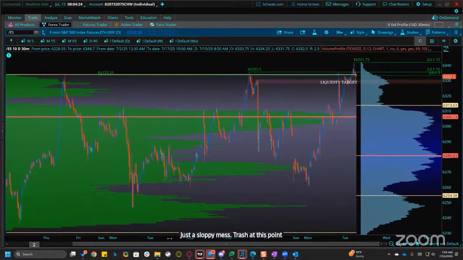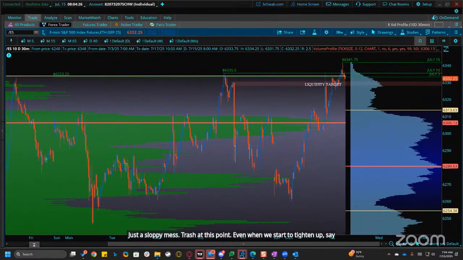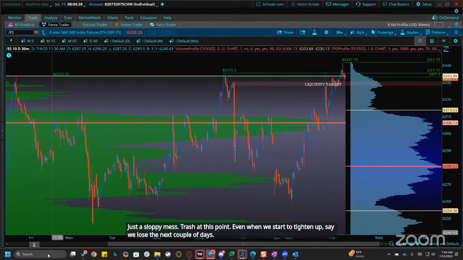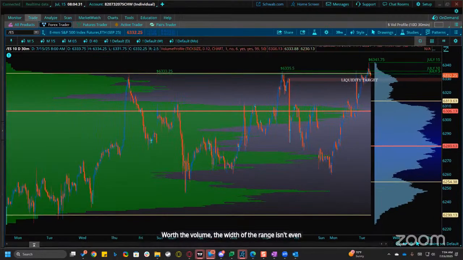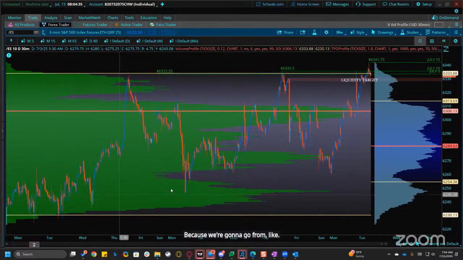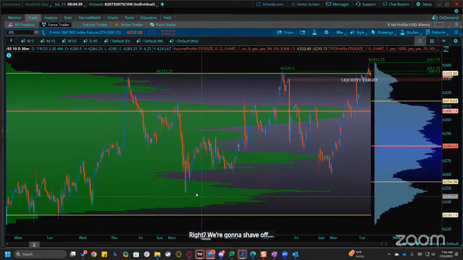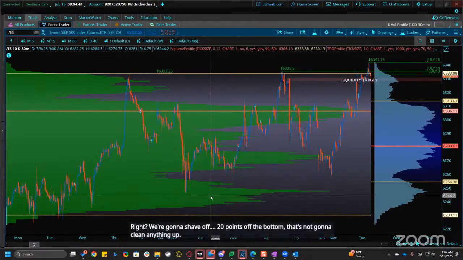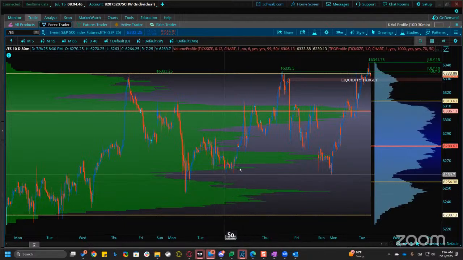Even when we start to tighten up, say we lose the next couple of days' worth of volume, the width of the range isn't even going to adjust that much, because we're going to go from like 62.30 to 62.50, right? We're going to shave off 20 points off the bottom. That's not going to clean anything up. So what a mess, right?